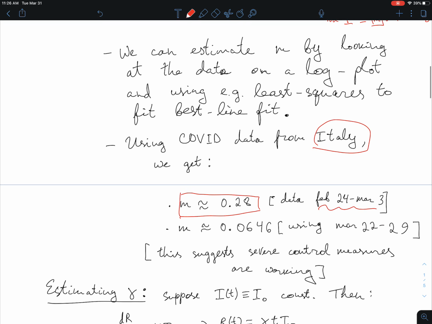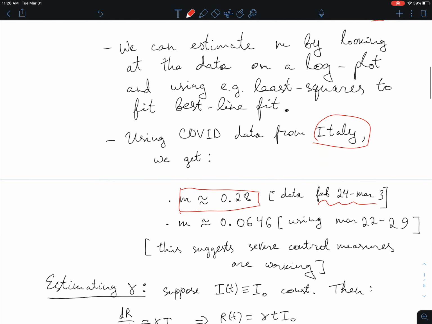Now, once the outbreak happened around the beginning of March, the government imposed quarantine on the entire country, and that reduced the infection rate significantly.